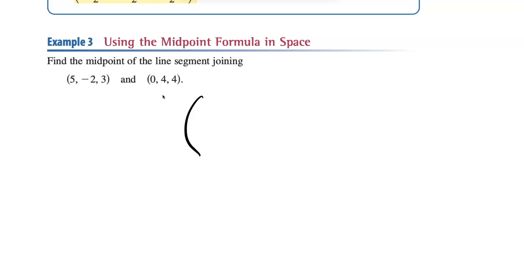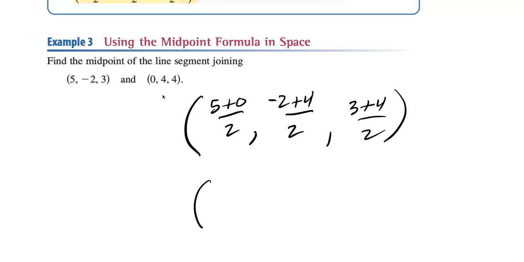So I want the midpoint of this. You're basically taking the average of each one. For my x, it's going to be 5 plus 0 divided by 2. For the y, it's going to be negative 2 plus 4 divided by 2. And for the z, it's going to be 3 plus 4 divided by 2. So we get 5 over 2, 2 over 2, and 7 over 2.